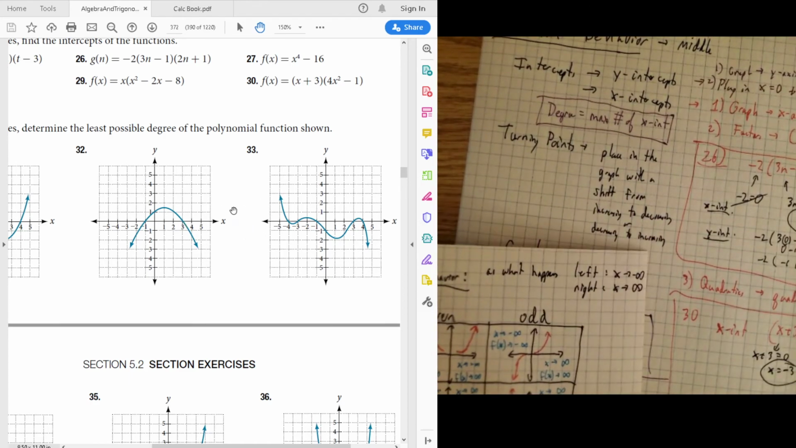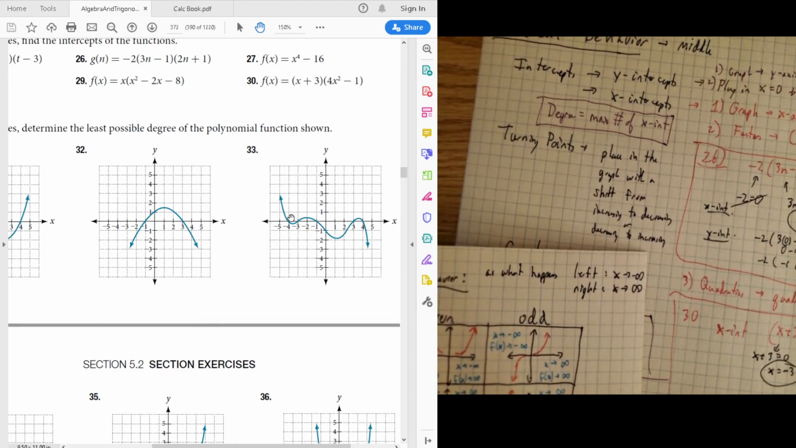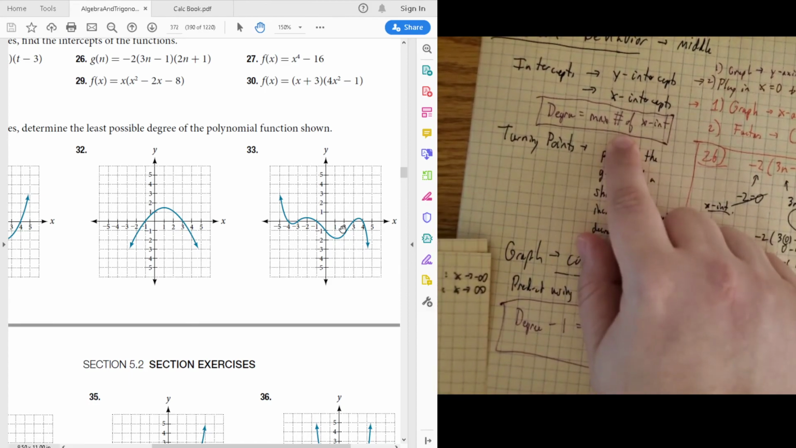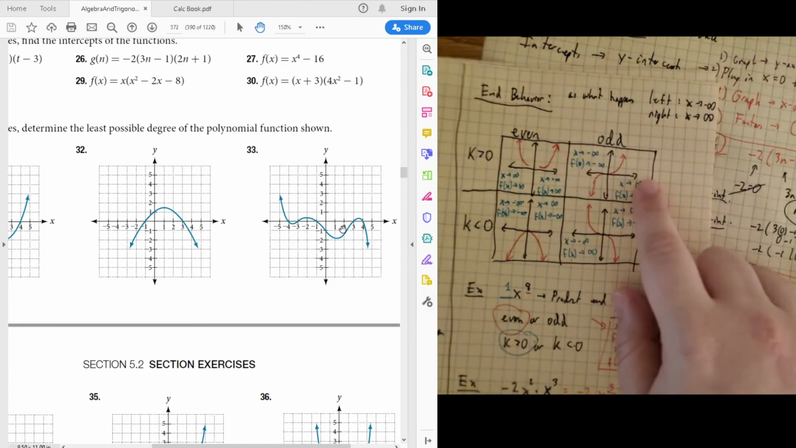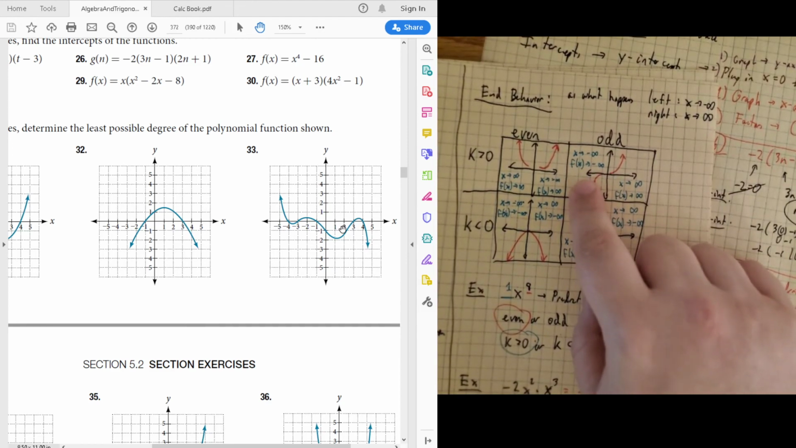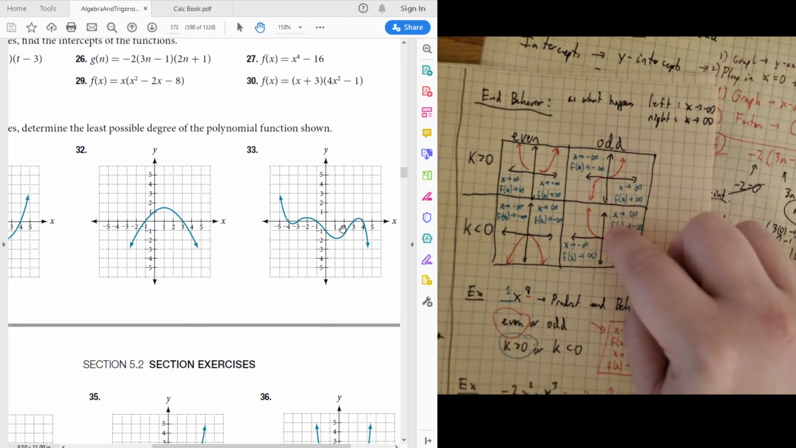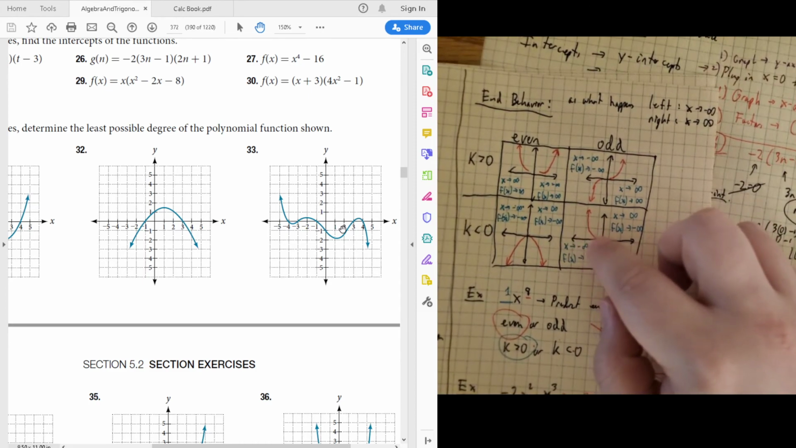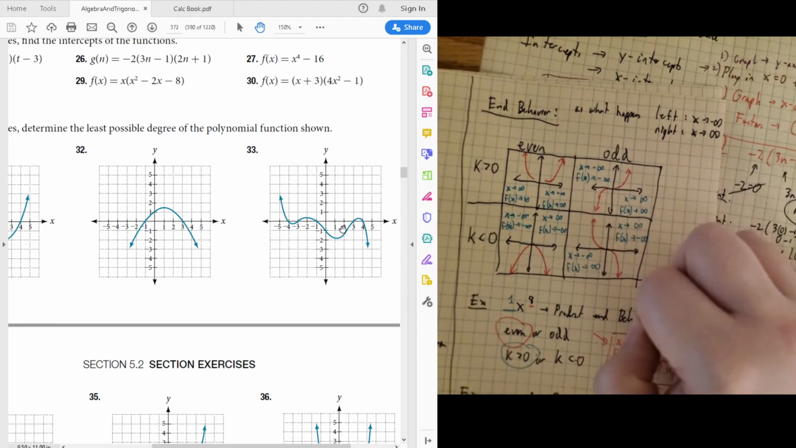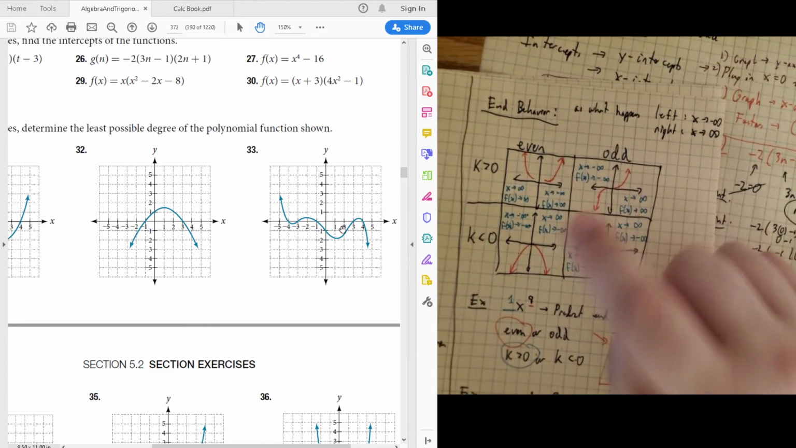Number 33, same process. We have 1, 2, 3, 4 turning points. We have 1, 2, 3, 4, 5 intercepts. If we have 5 intercepts, that means the degree could be 5, and that matches the behavior, right? It looks like this one, where the left-hand side is going upwards, the right-hand side is going downwards. Notice, as I said before, the middle piece can be very different. The question is what's happening as we go to the left, what's happening as we go to the right. This middle piece can be all over the place like it is on number 33.